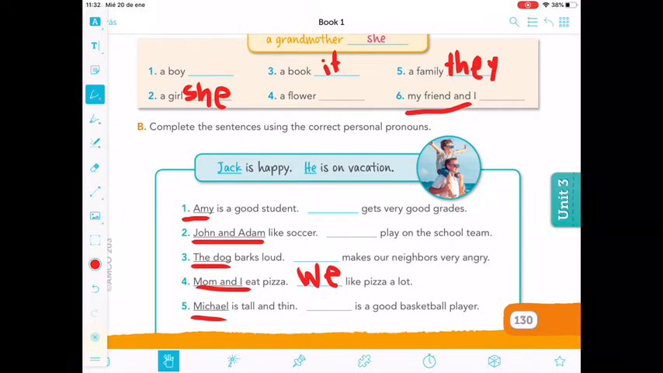Aquí donde dice Michael. Michael es un nombre. Entonces voy a poner qué pronombre representa. Ok, very good. He. Ahora, tú escribe a quién representa Amy, John and Adam. Aquí hay dos personas, acuérdate, dos personas está en plural. Y the dog. Y lo escribes en esta línea.